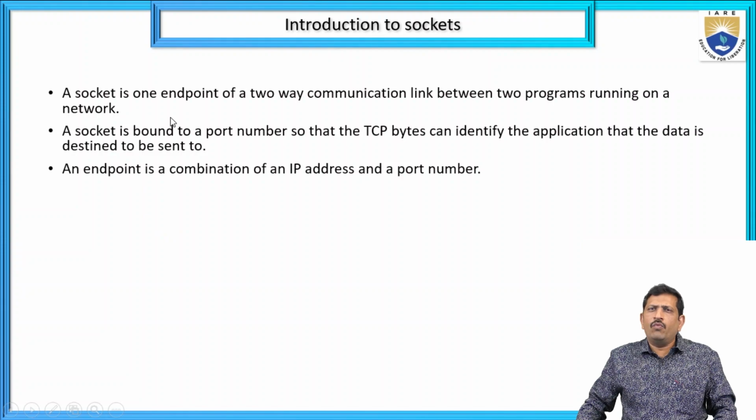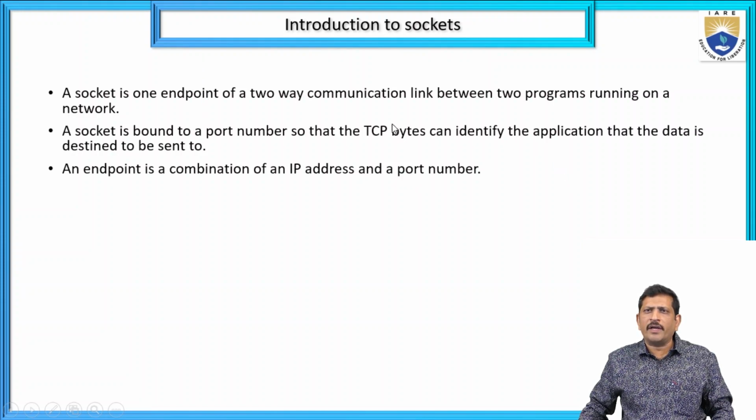A socket is one endpoint of a two-way communication link between two programs running on the same network. A socket is bound to a port number so that TCP can identify the application that the data is destined to be sent to, on the client and server. An endpoint is a combination of an IP address and a port number. Generally, we can define the socket as the combination of the IP address and port number.